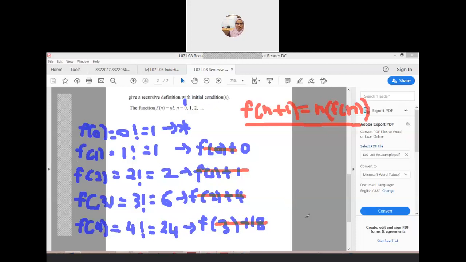Okay. So now this is the recursive step. This example I will attach in the ULearn also. So this is the end for the lecture 7 and 8 part 2.